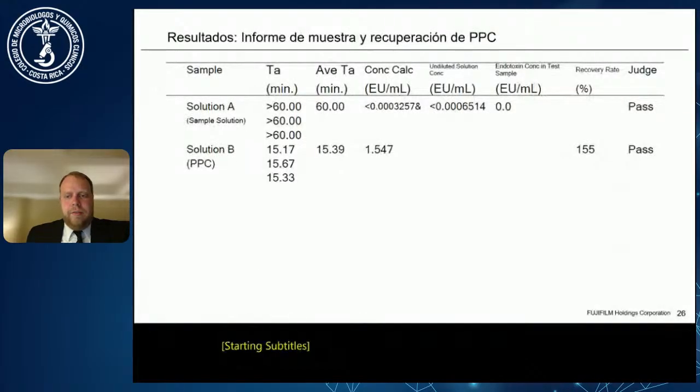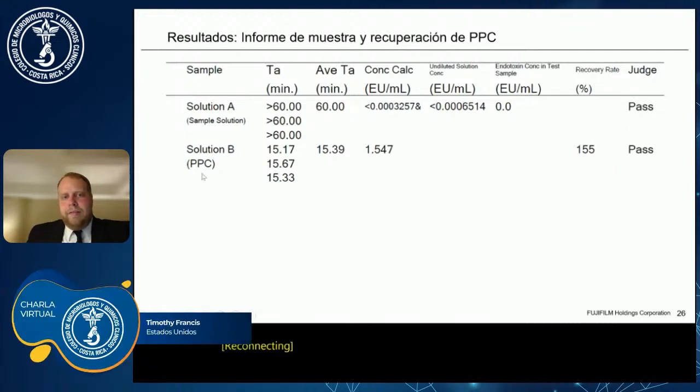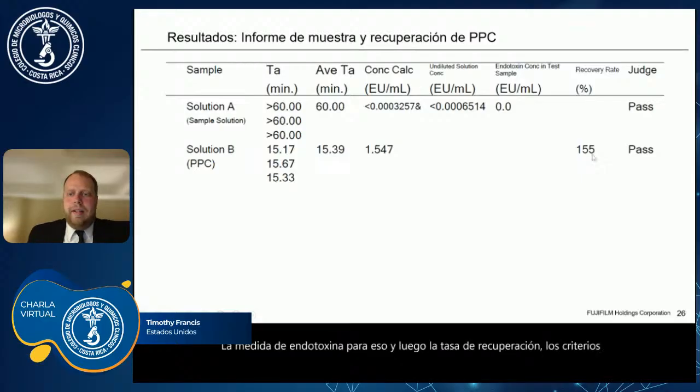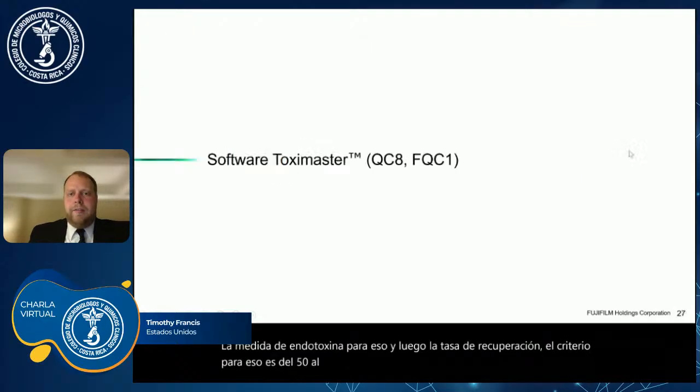This shows for us what the results would look like with these, the sample A, of course, no activation. So we're seeing a measurement of that. And then I asked the software to round for that. I didn't show you what the endotoxin limit would have been, but of course the software gives a judgment of pass for that. And then the positive product control, the measure of endotoxin for that, and then recovery rate, the criteria for that is 50 to 200%, and we see the measure of pass for this.